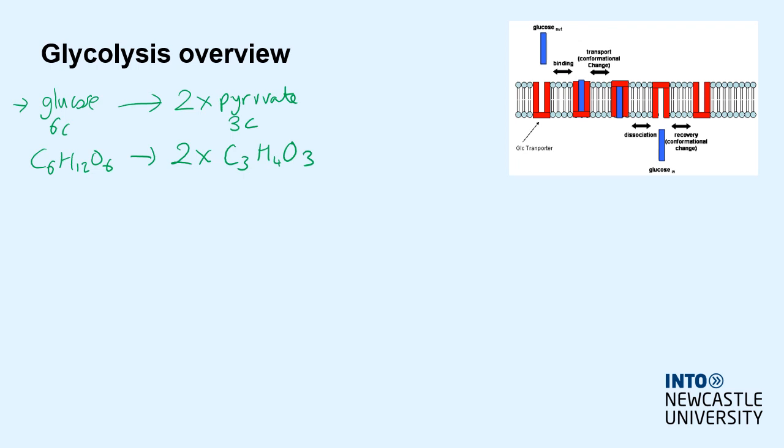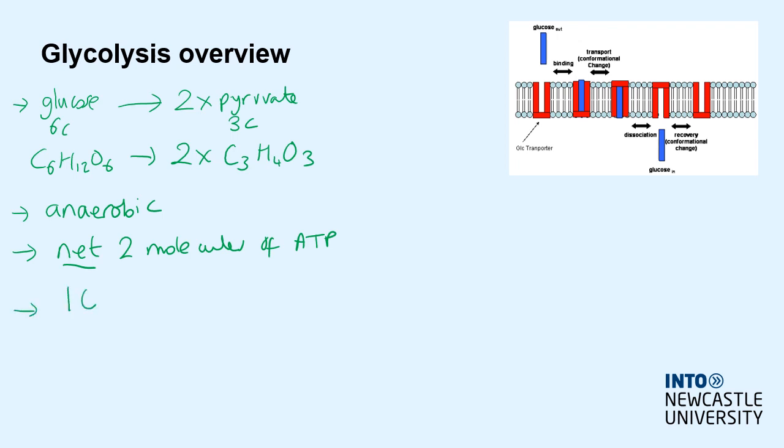Another fact about glycolysis is that it is anaerobic, so oxygen is not needed. At the end of glycolysis, we'll have produced a net 2 molecules of ATP, and I'll tell you why I'm saying net 2 molecules towards the end of this mini lecture. Glycolysis itself is 10 different reactions, each reaction catalyzed by a different enzyme.